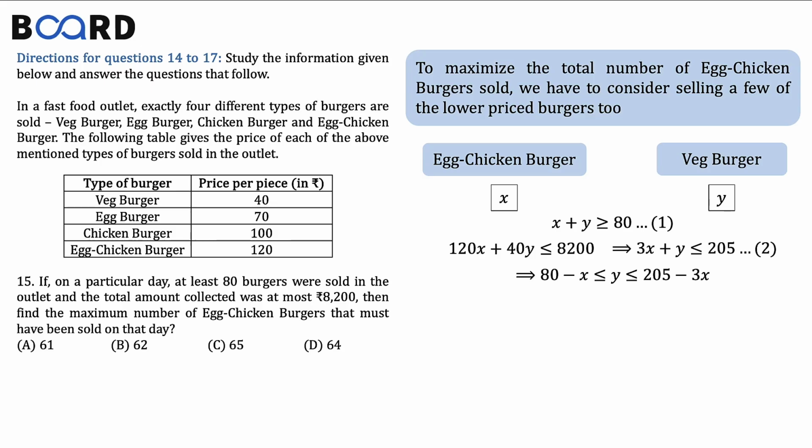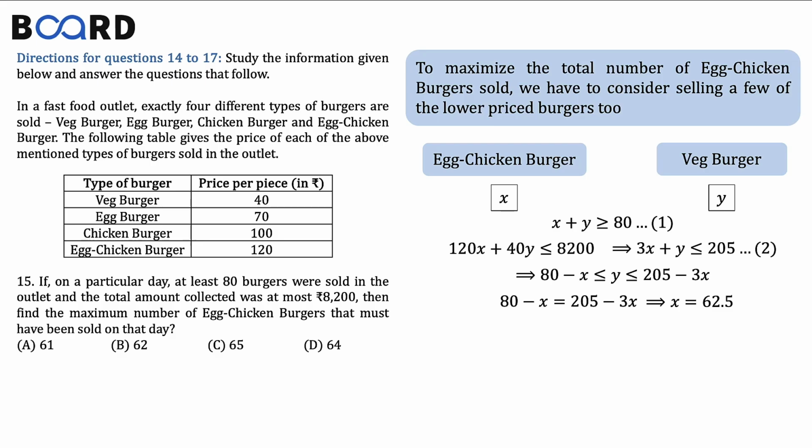The basic requirement would be 80 minus x at least has to be less than or equal to 205 minus 3x. That's the bare minimum requirement. I know that 80 minus x should not be greater than 205 minus 3x. That doesn't go with the mathematical inequality, right? Considering the best case scenario, let's say both of them are equal. If both of them are equal, we get 2x is equal to this one. So x equal to 62.5.